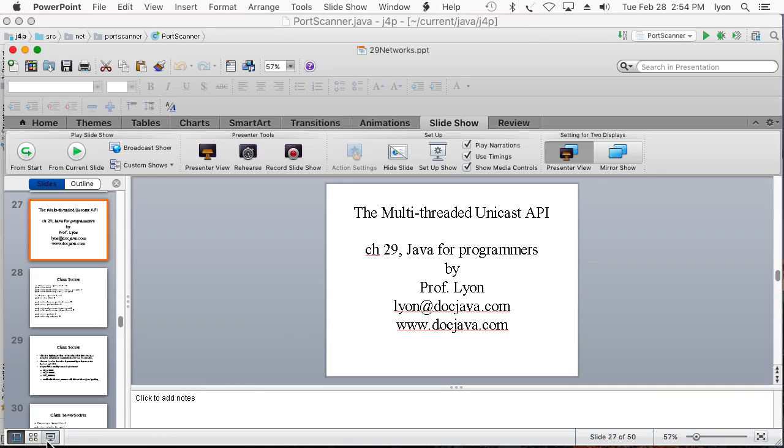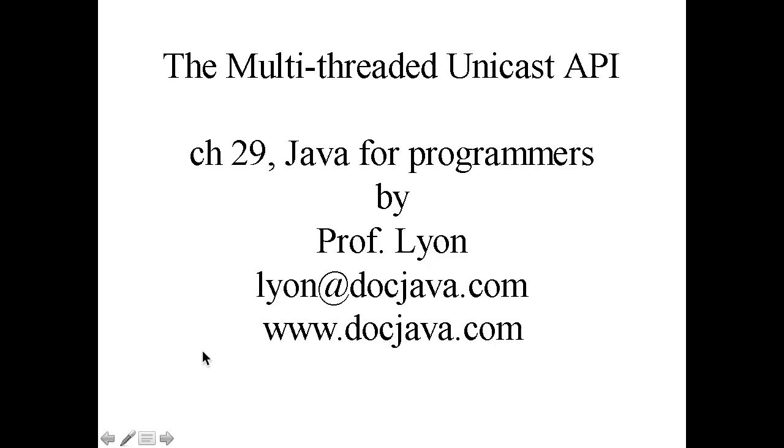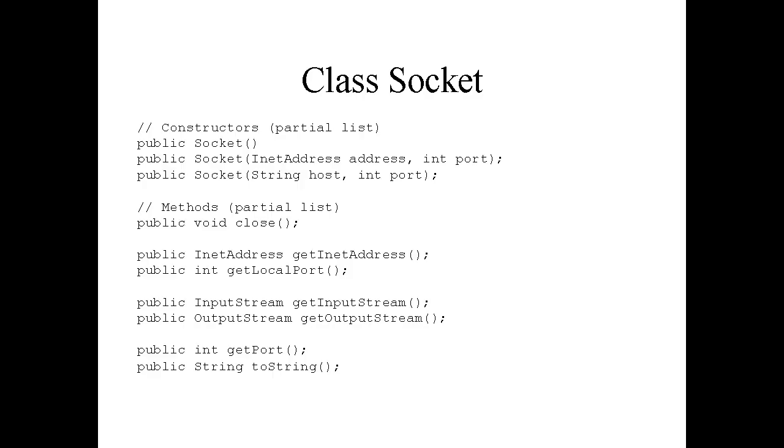Hi everybody. Into some multi-threaded unicast API usage in Java. This is from the chapter of Java for Programmers. We're going to use the classic Socket class in Java.